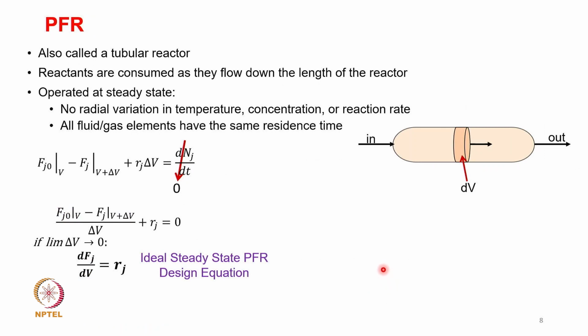The third type of reactor is the plug flow reactor, also called a tubular reactor. What is specific in this case is that the reactants are consumed as they flow down through the length of the reactor, and finally you get your output. To do a balance on the PFR, you have to take an elemental volume, because you define a small dV over which the reactor design equation holds, and you finally integrate.